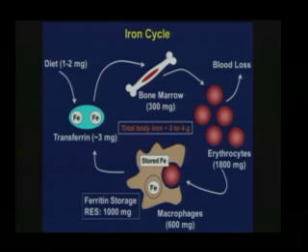So here's the iron cycle in a very basic form. We absorb iron from the diet. It's bound to transferrin, can be transported to the bone marrow, which churns out red blood cells, which die in time. They are phagocytosed by the macrophages, and the iron in the red blood cells is then recycled.